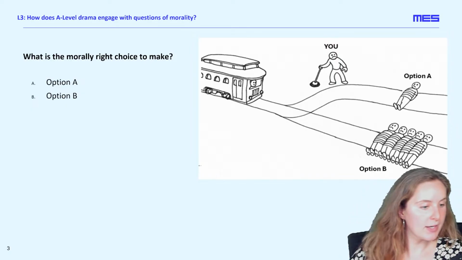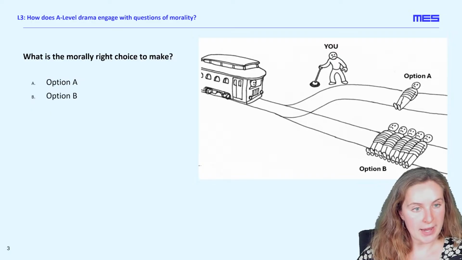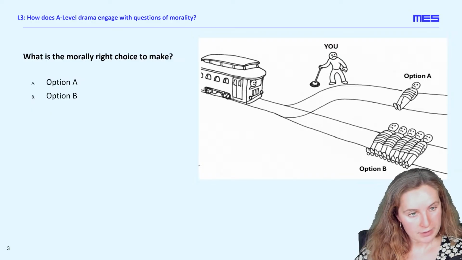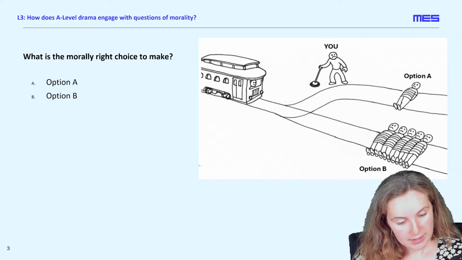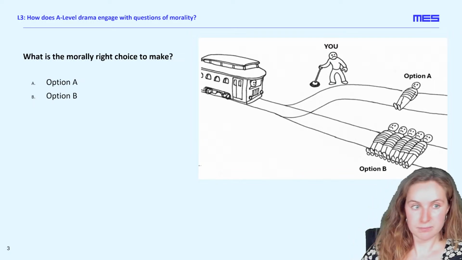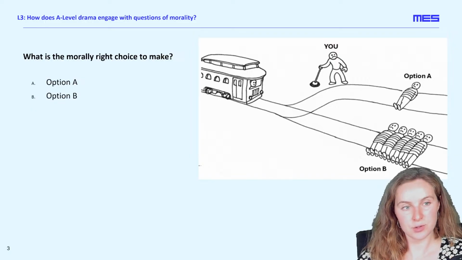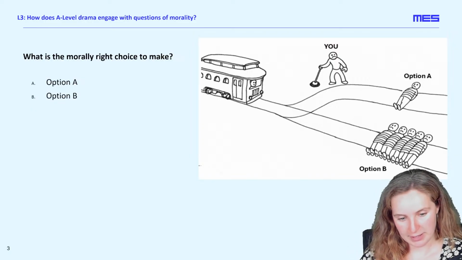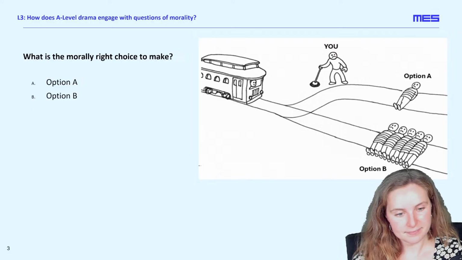And if you're just joining, I can see a couple more people are joining. There's a poll open in the chat for you. Which is the morally right choice to make? Option A or option B? And once you have voted in the poll, put a message into the chat. Why is that the correct choice to make? Why is that the morally right choice to make? Let's get it started.